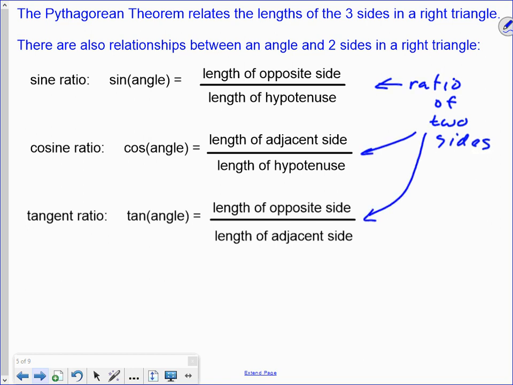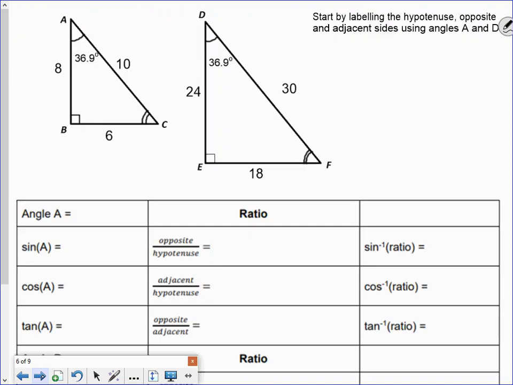Okay, so these relationships are listed on your formula sheet. So you're going to want to have your formula sheet with you while we're working with these. And the sine, cos, and tan are buttons on your calculator that you're going to want to be able to find. So what we're going to do in the rest of this lesson is just make sure we can find those buttons on our calculator and we can work with them.